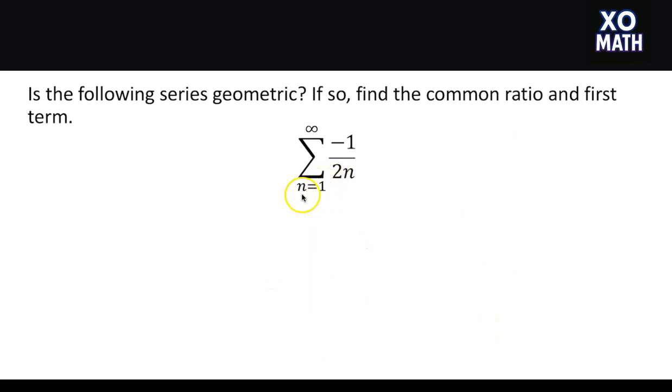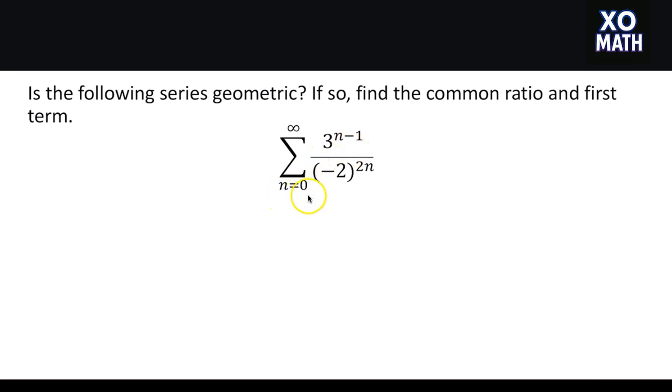Now we have the infinite series, the sum of n equals 1 to infinity of -1 over 2n. So in order to be geometric, we have to have something that looks exponential in form. So here, 2n is not exponential. I don't see a number in the base and an n in the exponent. So is the following series geometric? The answer here is no. It's not geometric. We don't have a geometric series. So there is no common ratio, so we won't move forward with, if so, find the common ratio and first term.